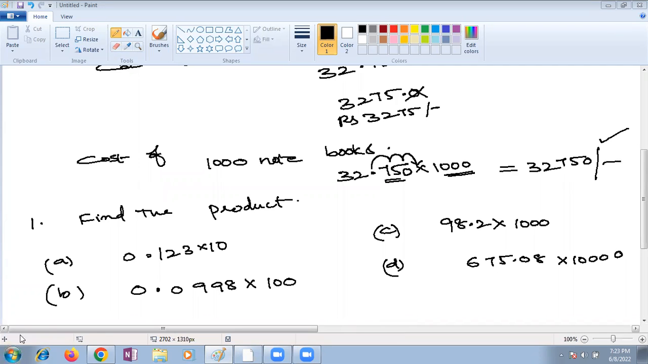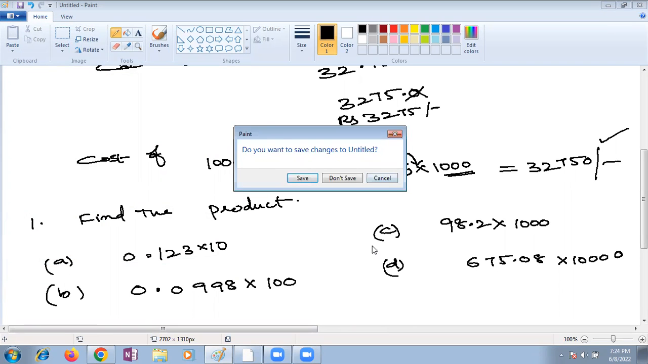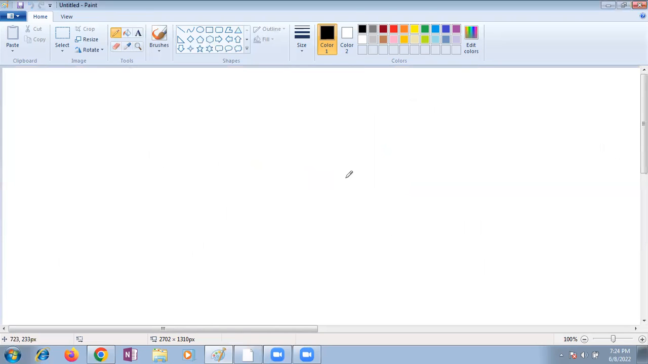Next question, children. We'll move to the next concept. Let me clear my screen. You see, children, I'll simply explain if you are not getting it. The questions I gave: the first one was 0.123 multiplied with 10. Any number multiplied with 10, only one jump should move to the right side.